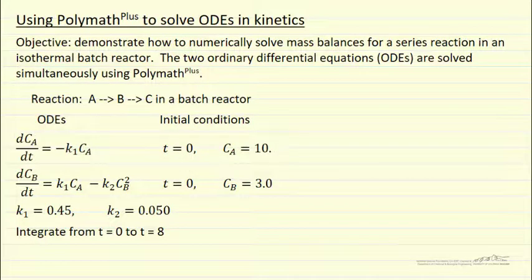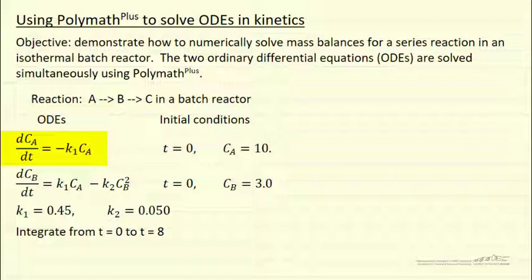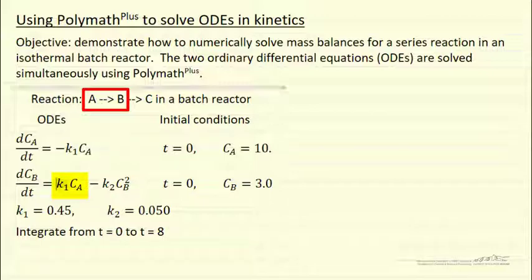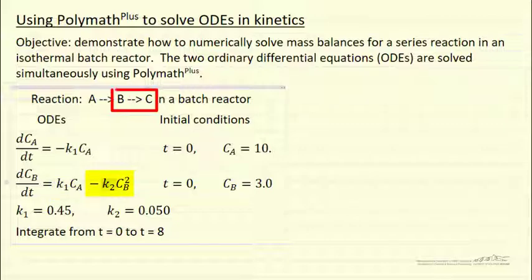So the first mass balance: the derivative of the concentration of component A with respect to time equals the rate constant times the concentration of A. And then B is involved in two reactions, so we're forming B in the first reaction, so there's a plus sign here, and then we're removing it in the second reaction.